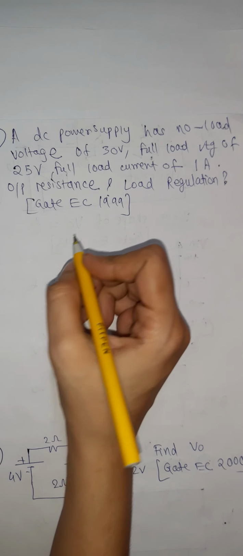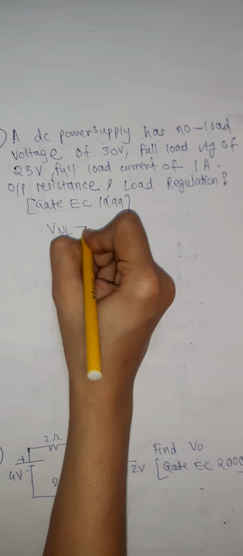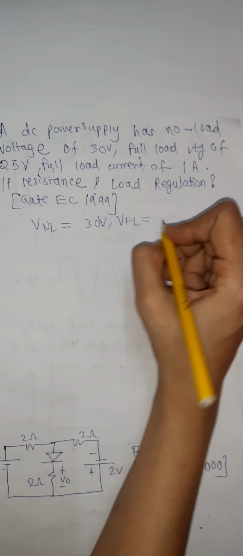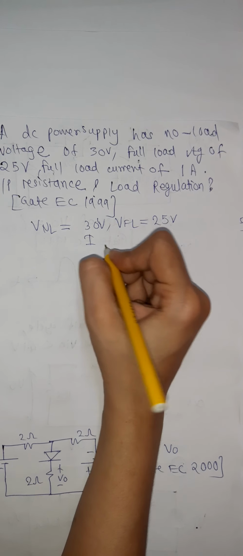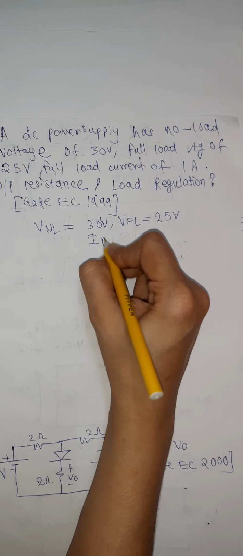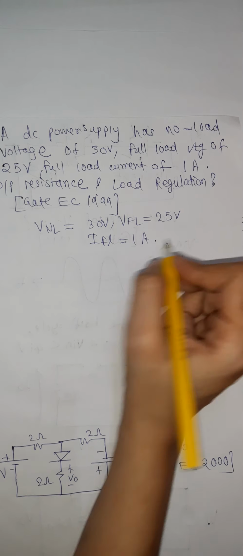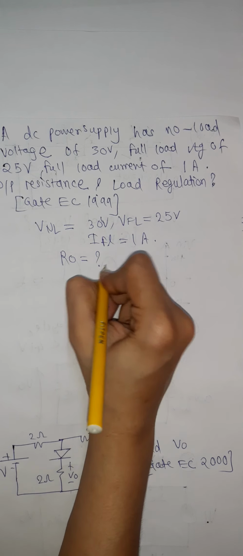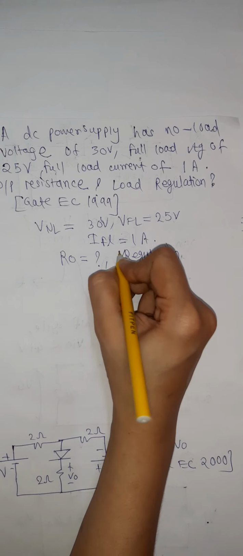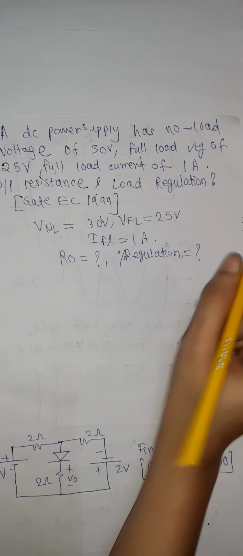First of all, I will note down the given quantities. V no load, VNL, is equal to 30 volts, V full load, VFL, is equal to 25 volts, and full load current, that is IFL, is 1 ampere. Then R naught and regulation in percentage is asked here.